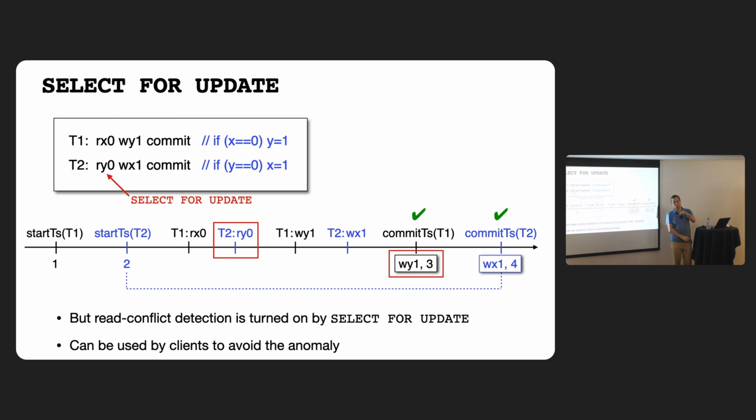No, snapshot isolation is weaker than serializability, the other way around. That means it's stronger.